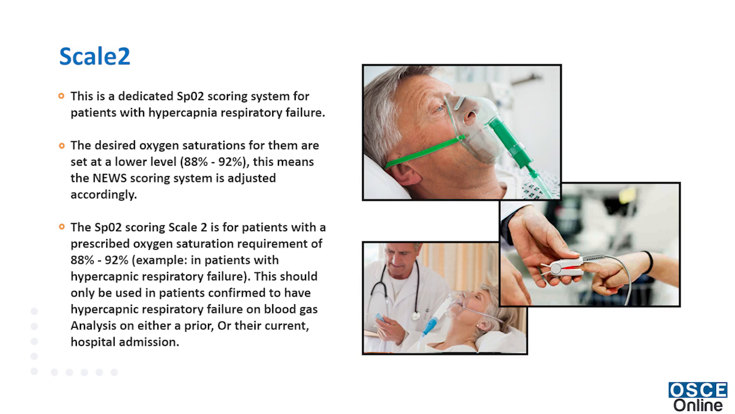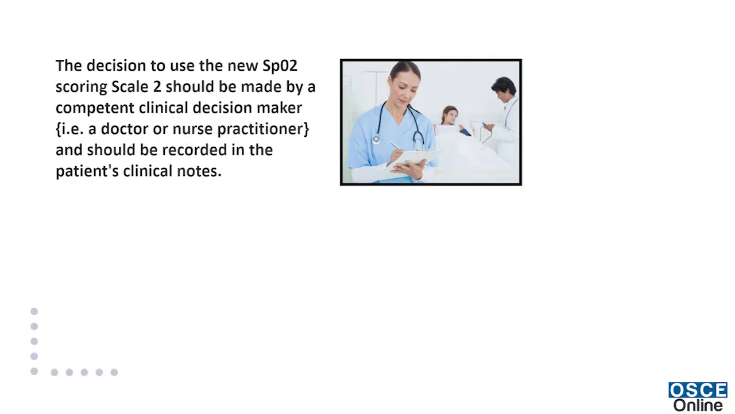This should only be used if patients are confirmed to have hypercapnic respiratory failure on blood gas analysis, either on a prior or their current hospital admission. The decision to use the new SpO2 scoring scale 2 should be made by a competent clinical decision maker, that is a doctor or nurse practitioner, and should be recorded in the patient's clinical notes.